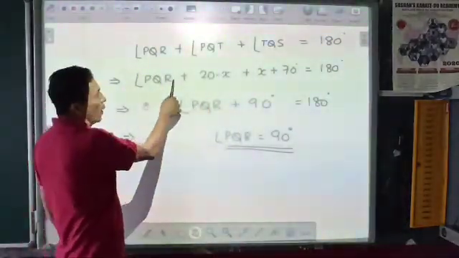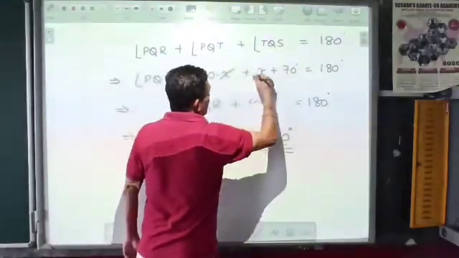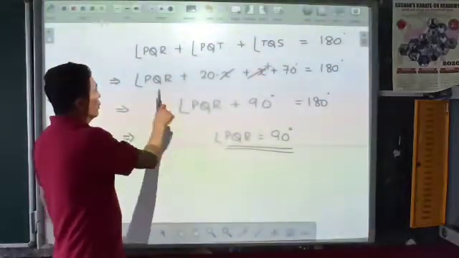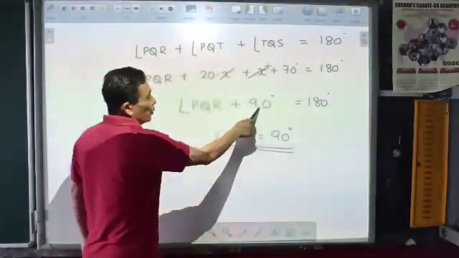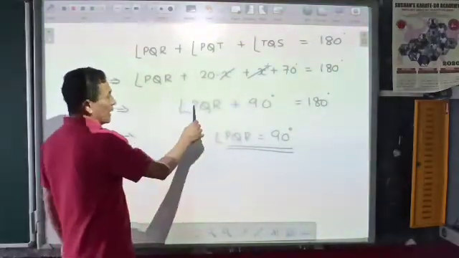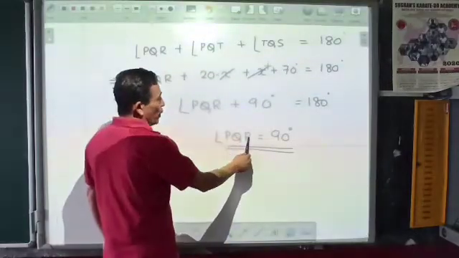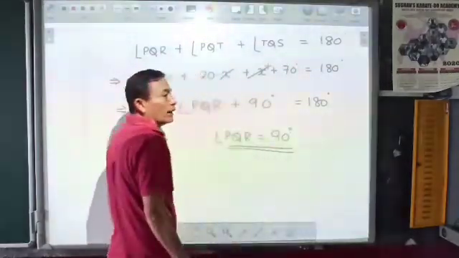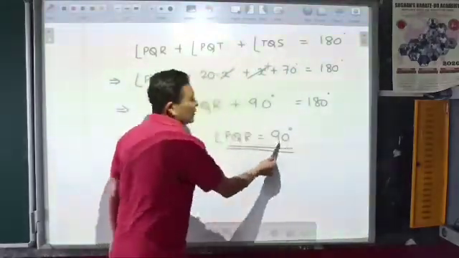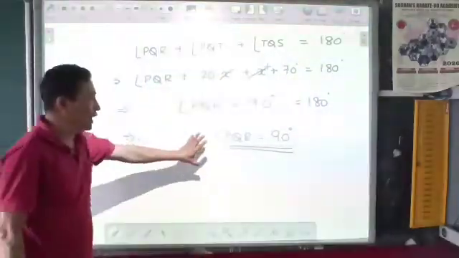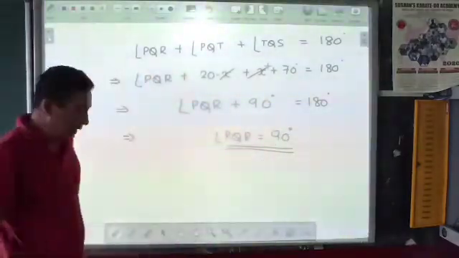So angle PQR, now if you look at it again over here, minus x and plus x can cancel. So angle PQR plus 70 plus 20 will give me 90. So angle PQR plus 90 is 180. Angle PQR will be, plus 90 moves to the other side, becomes minus 90. 180 minus 90 will give me 90 degrees. So now I have proved that angle PQR is equal to 90 degrees.